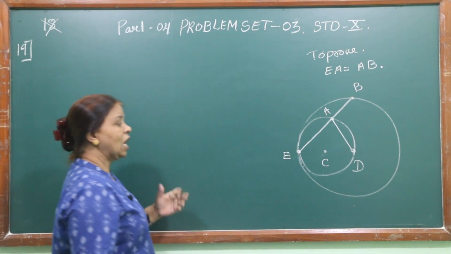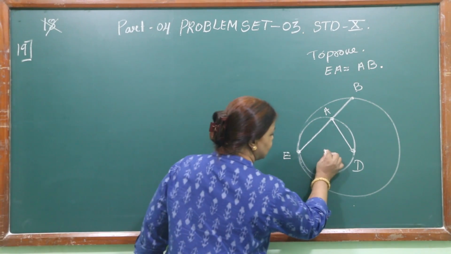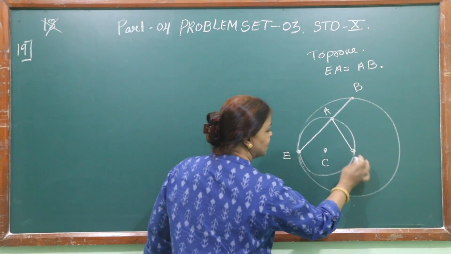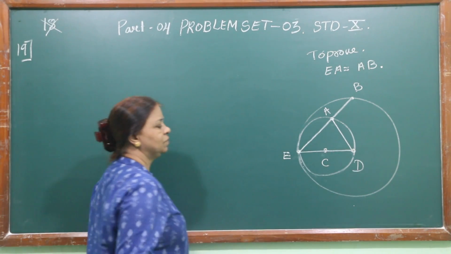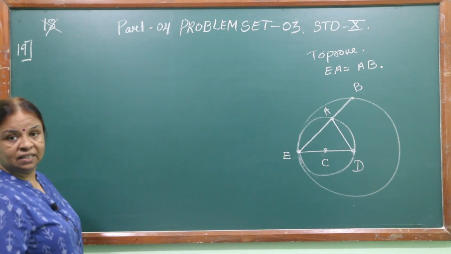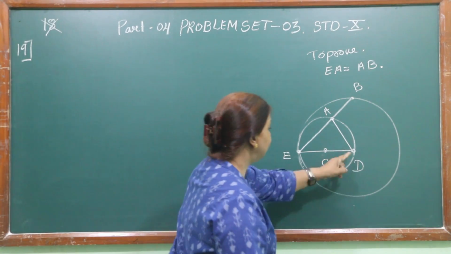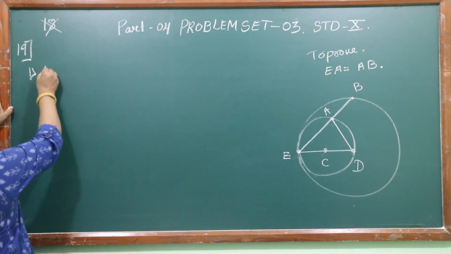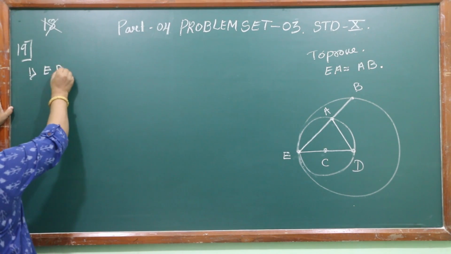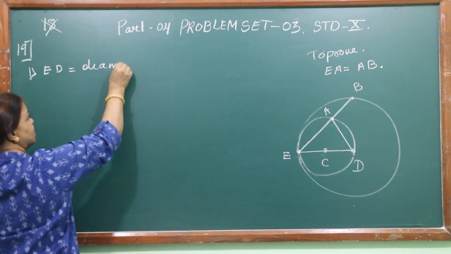But how do we prove that? Look at this. C is the center of the smaller circle and D is the center of the larger circle. If we join them, what is ED? ED is the diameter of the smaller circle. ED becomes the diameter of the smaller circle. I can say first point, ED is equal to diameter of smaller circle.